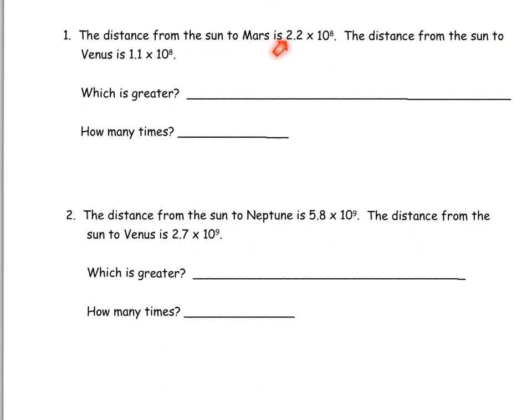So the distance from the sun to Mars is 2.2 times 10 to the 8th, where the sun to Venus is 1.1 times 10 to the 8th. Since they're both 10 to the 8th, we have to then go to the decimal and look. 2.2 is greater than 1.1, so the sun to Mars is greater. How many times? This is where we have to set up our division problem.